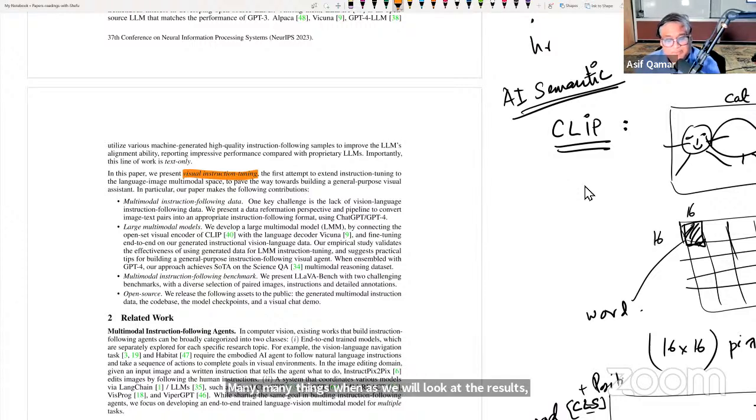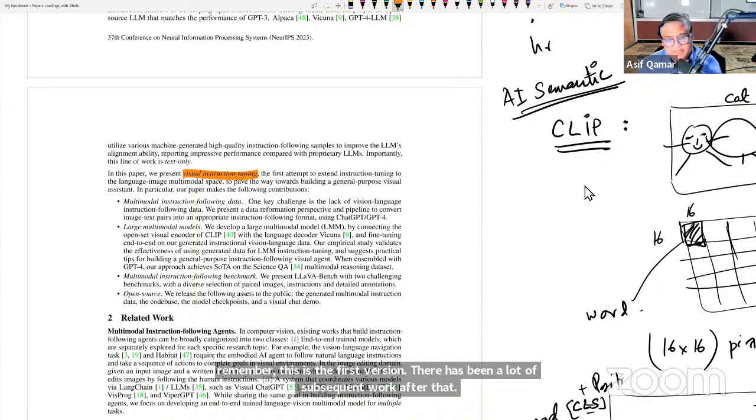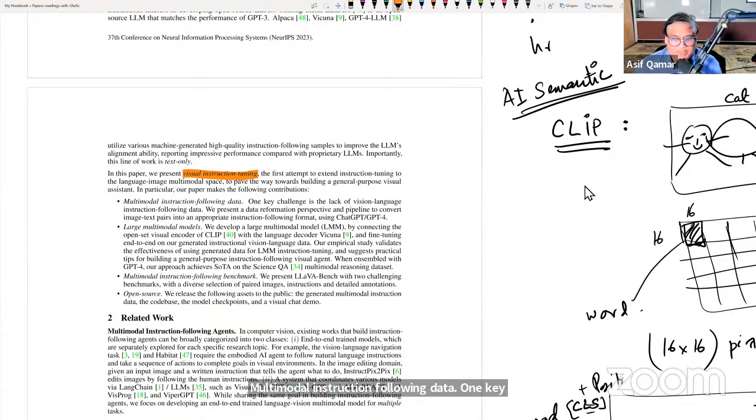In particular, our paper makes the following contribution. And remember, this is the first version. There has been a lot of subsequent work after that. Multimodal instruction following data. One key challenge is the lack of vision language instruction following data. We present a data reformation perspective and a pipeline to convert image text pairs into an appropriate instruction following format. So this is the first contribution.